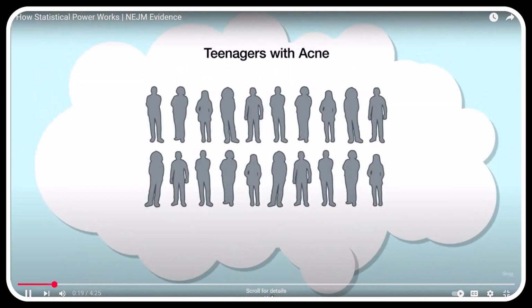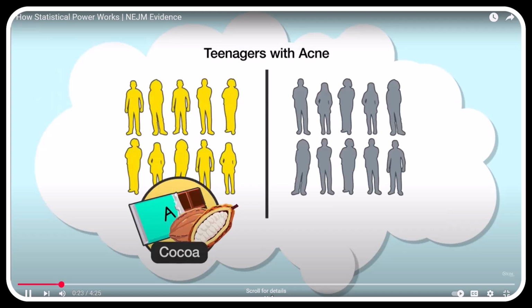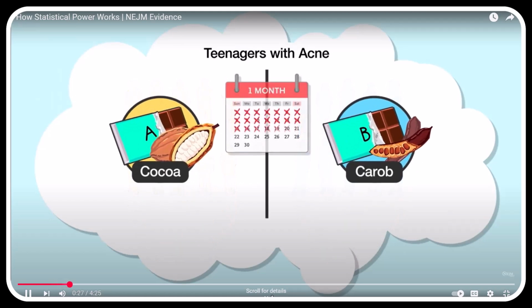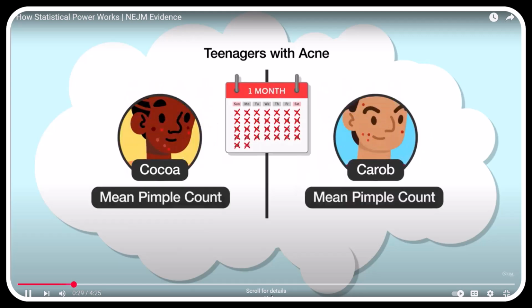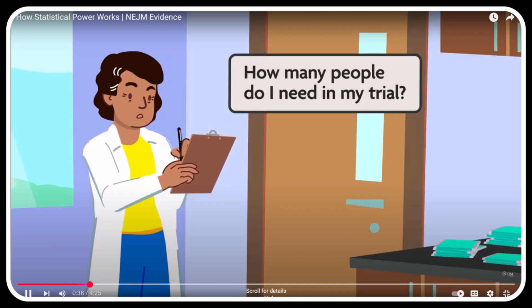You plan to enroll teenagers with acne and randomize them to either eat a chocolate bar every day or a similar tasting, identical looking chocolate substitute. On day 30, you'll assess each participant's pimple count and draw conclusions by comparing the mean pimple counts in the two arms. You're psyched to get started, but you wonder, how many people do you need in your trial?